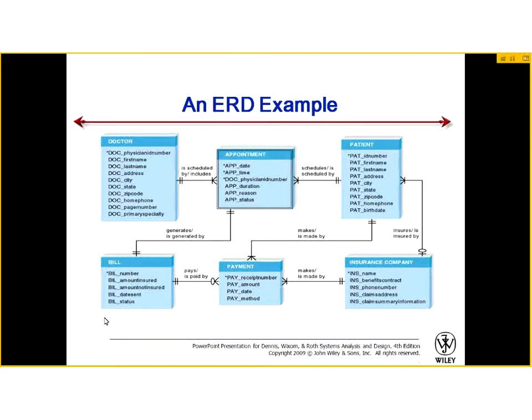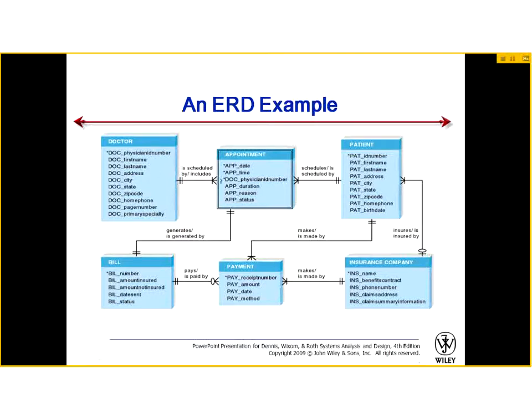This is one example of an entity relationship diagram in which there are blue boxes showing entities like doctor, appointment, patient, insurance company, payment, and bill. As you can see, the title of the entity is placed at the top, and below it are the other attributes of those entities. For example, the attributes of doctor are physician ID number, doctor first name, doctor last name, and doctor address. These attributes are placed in the box below the entity title.